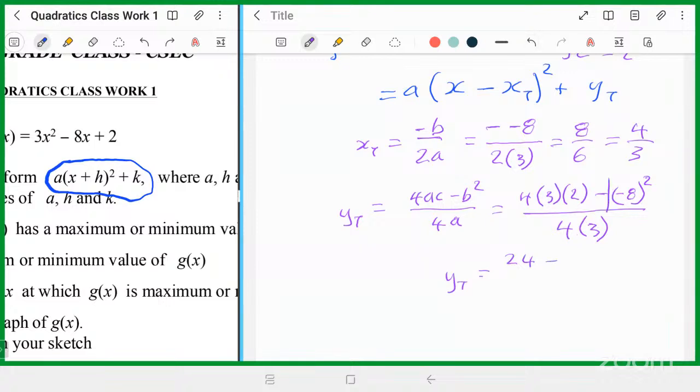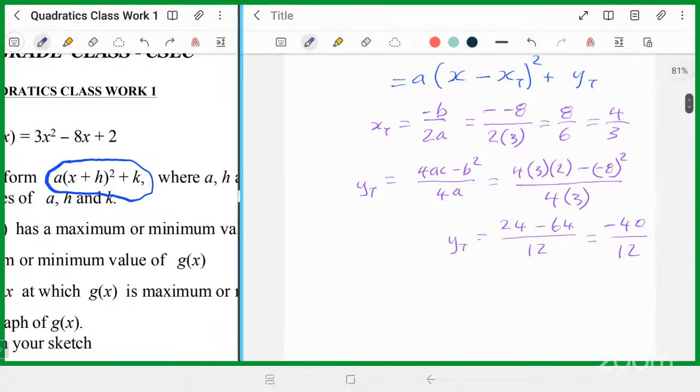And then this negative 8 squared means negative 8 times negative 8. When you multiply a negative number by a negative number, it becomes positive. Or when you square a negative number, it becomes positive. And the 8 squared is actually 64. So this whole thing here becomes 64. Then I'm dividing this by 4 times 3 is 12. Then 24 minus 64 is a negative number, negative 40, because I'm subtracting a large number from a smaller number, so it becomes negative. That's negative 40. And divide that by this 12.